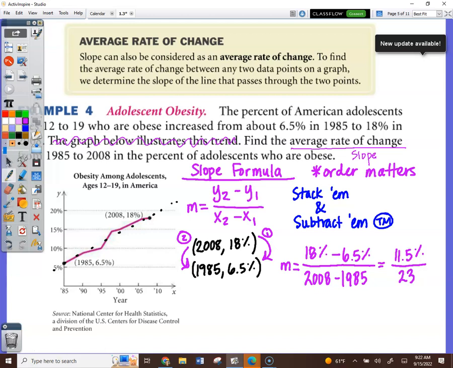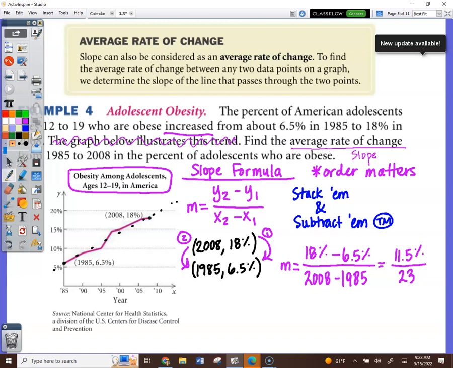Now here's where my math lab is going to expect you to translate what you just found. That's the slope. But if I read that slope out loud to someone, it makes no sense. Remember what you're talking about, and look at your axes. Oh, there's your label right there. You're talking about the obesity rate among these ages over the span of these years. And it went up or down? It went up. So what was the average rate of change? Well, it went up 11.5% over the course of 23 years.